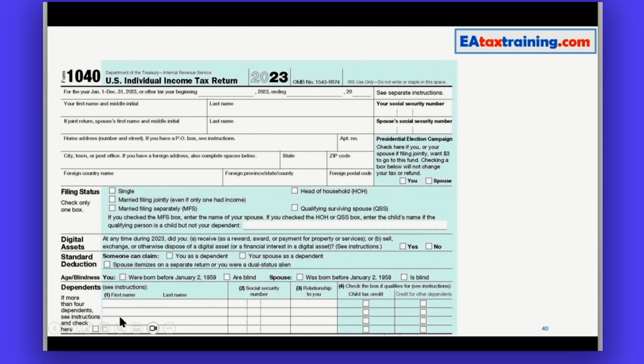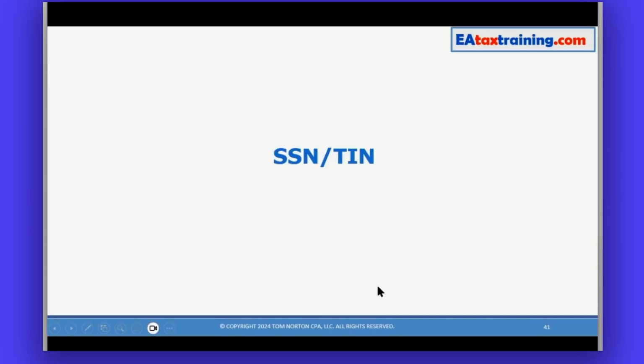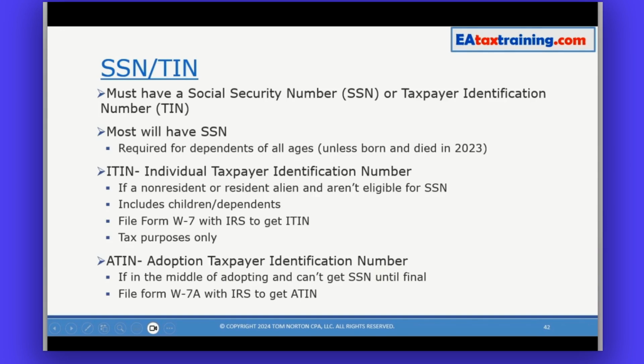Then we move down here to dependents. So if you have any dependents, you would put in their name, social security number, their relationship to you, and then you would check these boxes. So now let's start talking about the particulars. Social security number or TIN. So SSN, social security number, or TIN, which is taxpayer identification number. You must have one or the other, social security number or a taxpayer identification number.